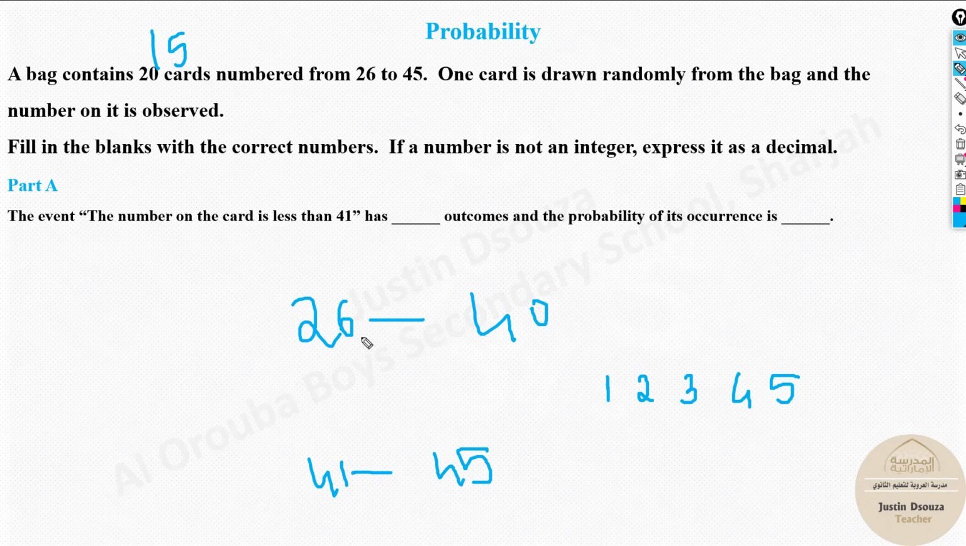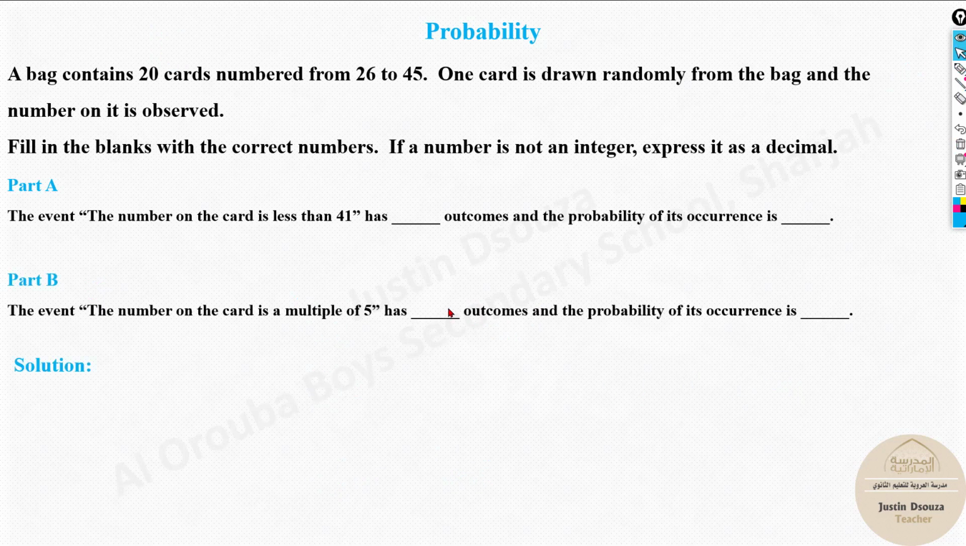Or if you're getting confused, just count from 26 to 40. You can count using fingers or anything. You will get 15 numbers. So you can just jump from 26 to 35, there are 10 cards, then 36, 37, 38, 39, 40. There'll be 15 in total. So that is the desired outcome over here.